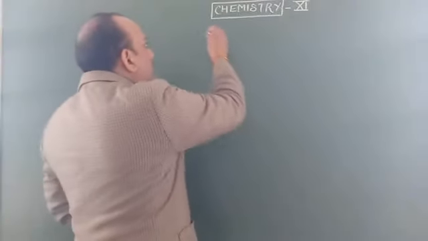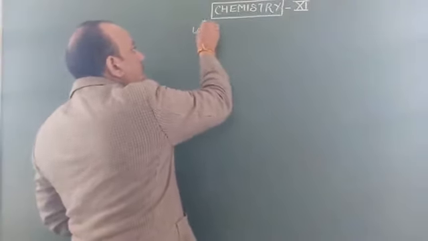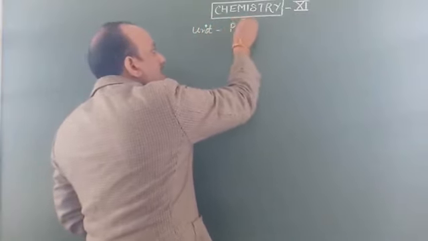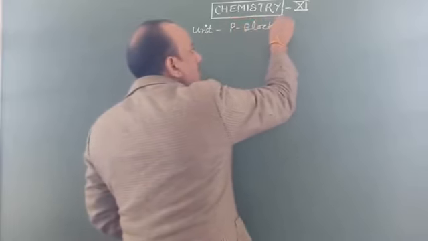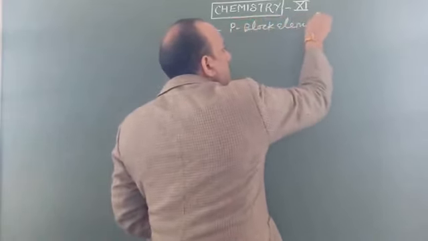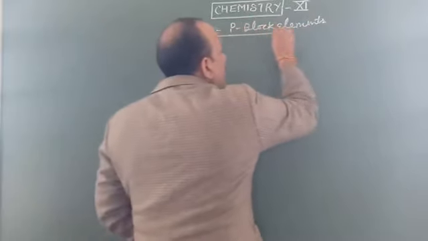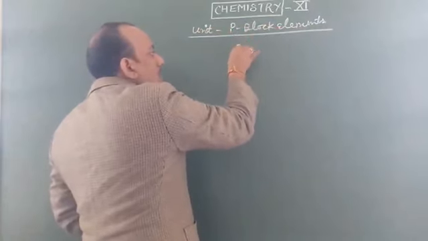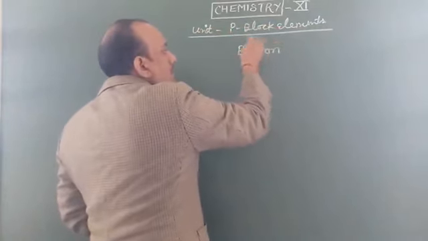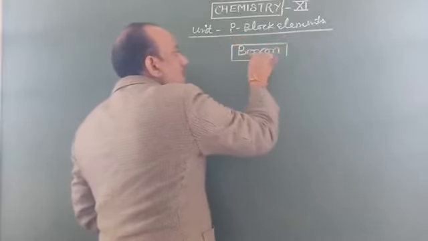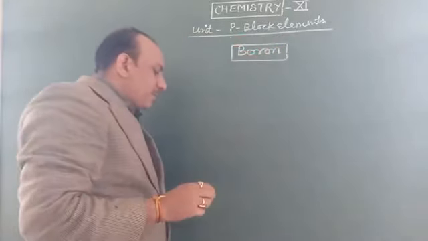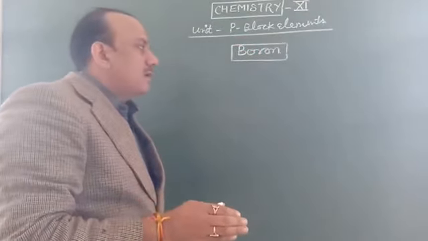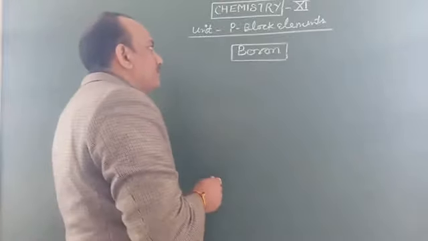Students, today we are going to discuss borax in unit P block in English. It is a compound of boron. We studied in previous class that boron and aluminium are the most active elements in the third group.